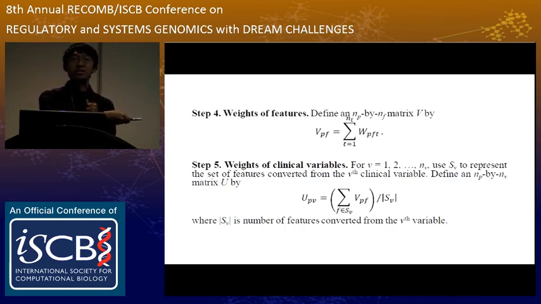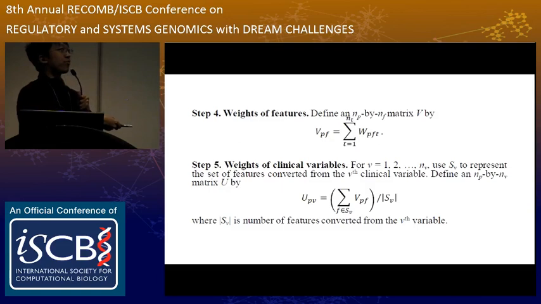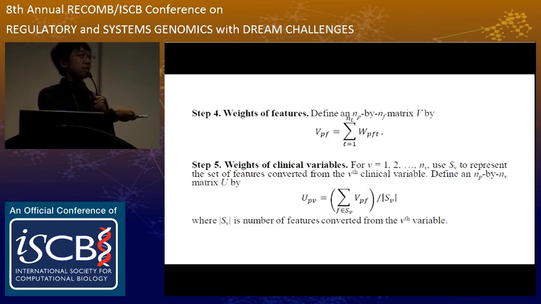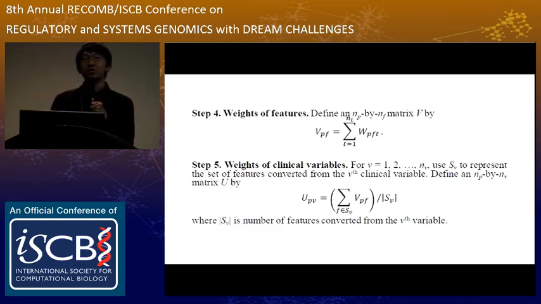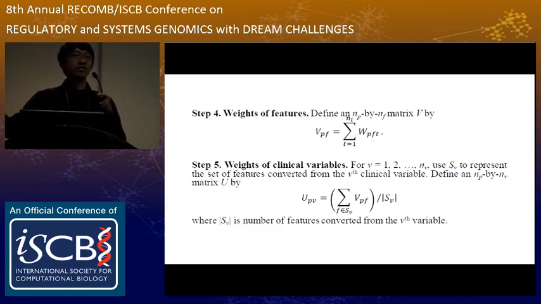There are several ways to do that, and we find the best way in our local testing is to take the mean value of all of the weights encoded by a variable. Suppose we have a longitudinal variable which encodes for 13 features, we take out all those 13 weights of the 13 features and take their average value as the weight of that clinical variable.